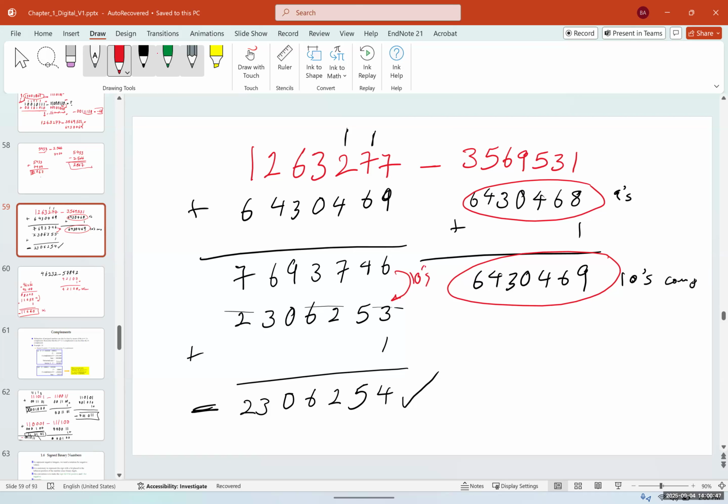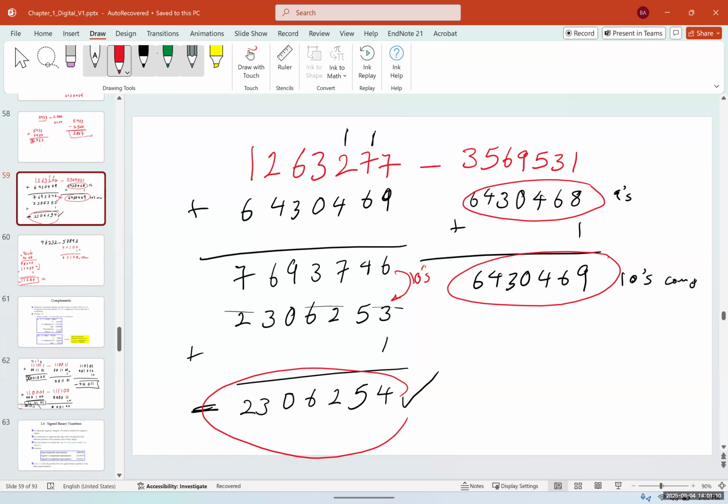The tens complement for this is going to be 2,306,253, and the negative of this number would be our answer. So the negative would be negative 2,306,254. Is it clear, or do you want me to solve another one? Okay.